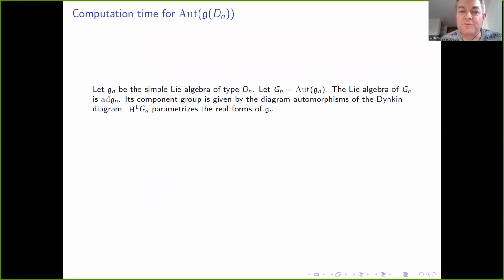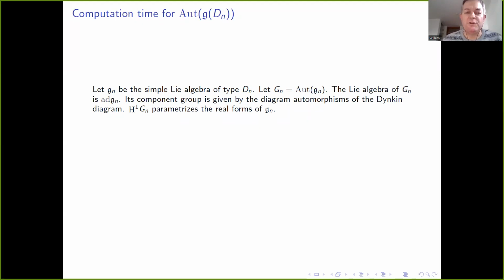Next example is not connected. And there we compute the H1 of the automorphism group of the simple Lie algebra of type Dn. And the automorphism group is not connected. So its component group has order 6 if n is equal to 4, and order 2, sorry, if n is bigger or equal to 5. Okay, so what you get is basically the inner automorphism group plus a component group given by the automorphism of the Dynkin diagram.